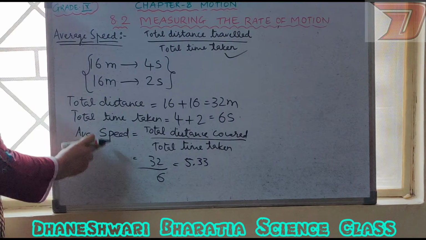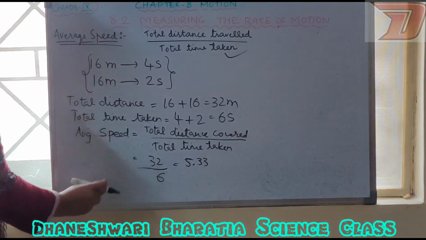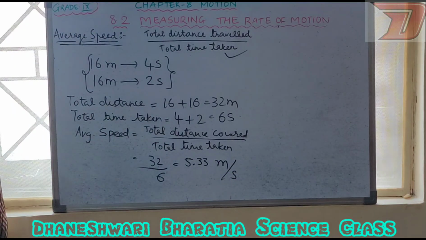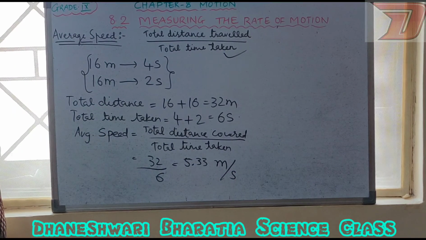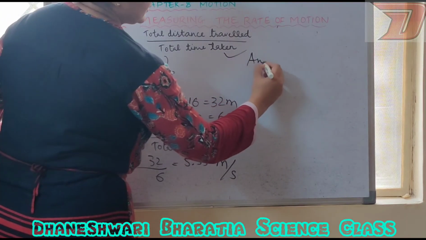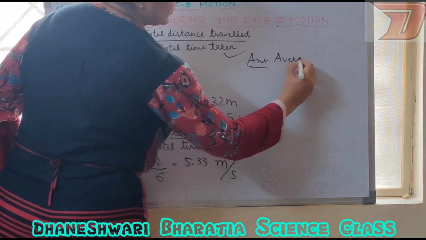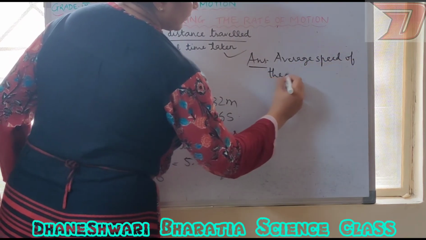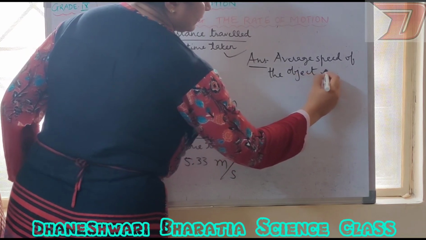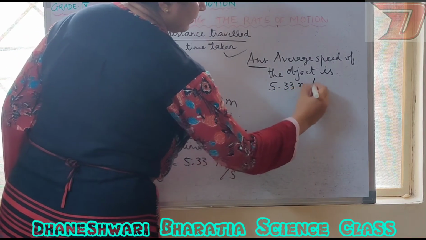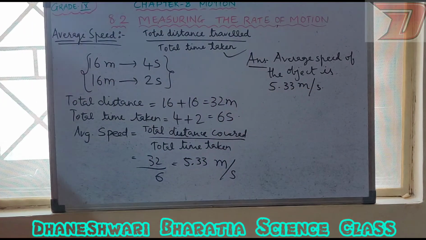So the average speed of this object will be 5.33 meter per second. Isn't it? So this is going to be our answer. And as I said, whenever we get the answer, what do we have to do? We have to write it separately, right? So your answer is: average speed of the object is 5.33 meter per second. Isn't it?